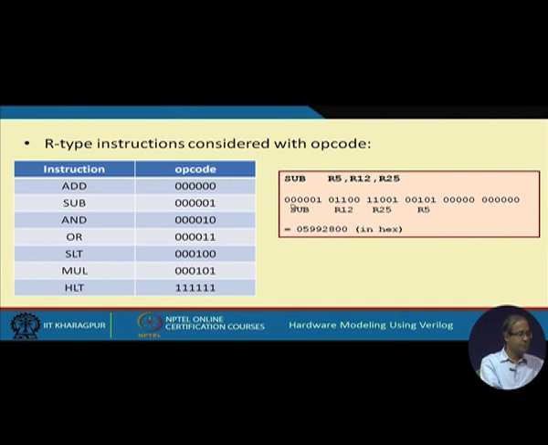blank. So, if you break them up into 4 bits each and write in hexadecimal, this instruction in hexadecimal will be 05992800, right?